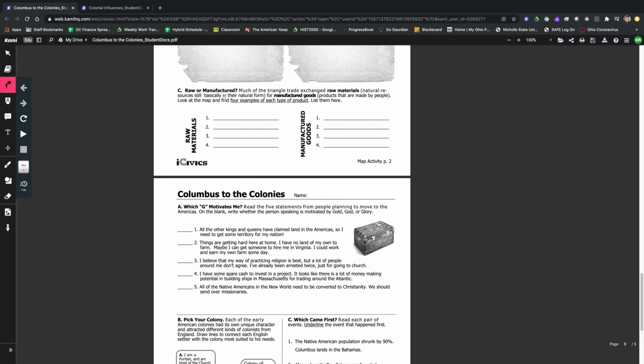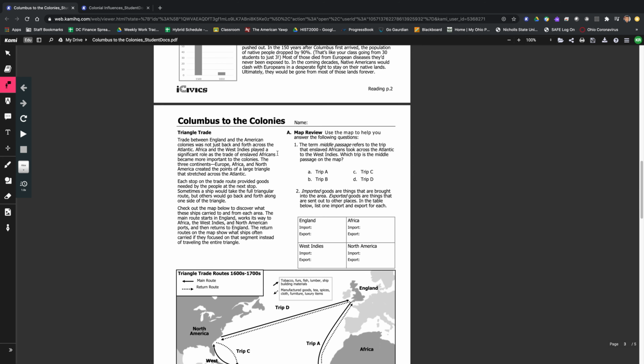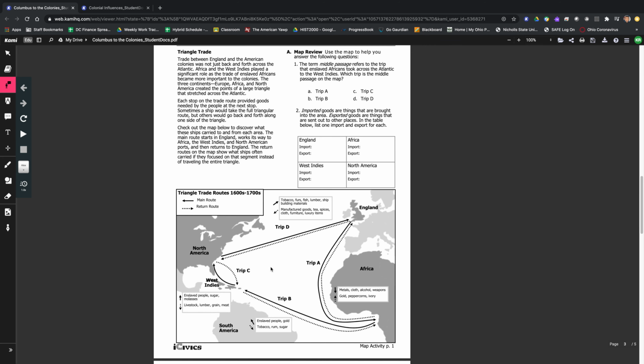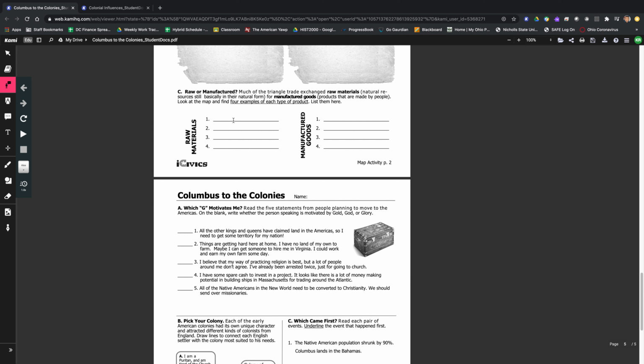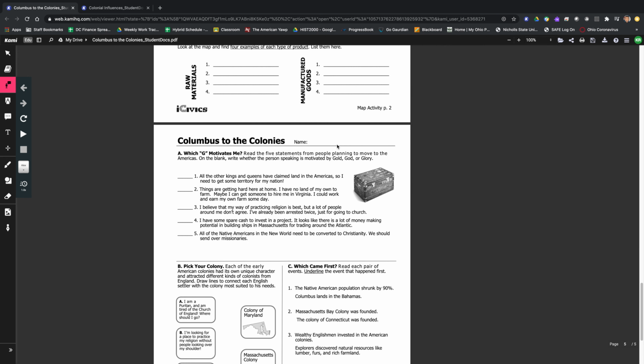Then we go to C, raw or manufactured. Much of the triangle trade exchanged raw materials, which are natural resources, still basically in their natural form, for manufactured goods, which are products made by people. Look at the map one more time and find 4 examples of each type of product and list them here. So you're going to go back to this map again, read through it, and find 4 examples of raw materials that were transported and 4 examples of manufactured goods that were transported.